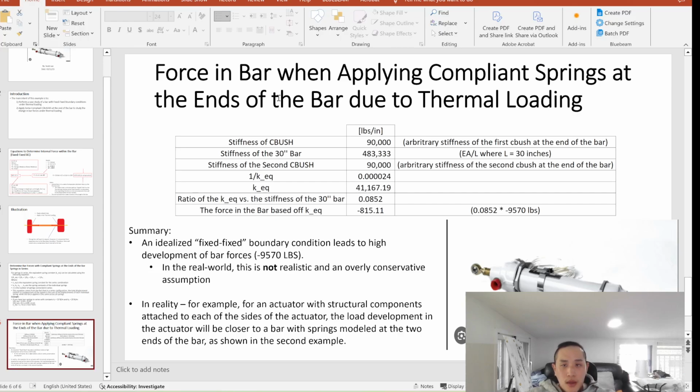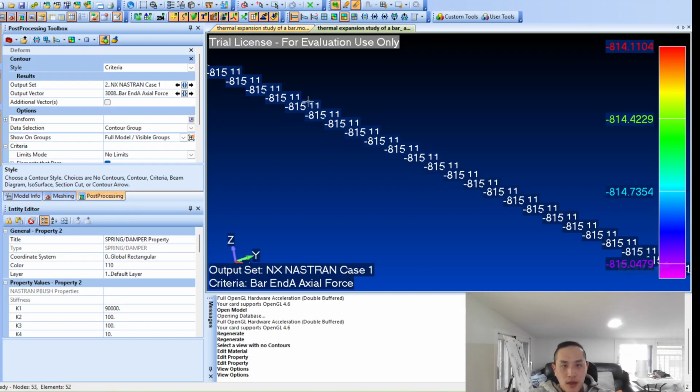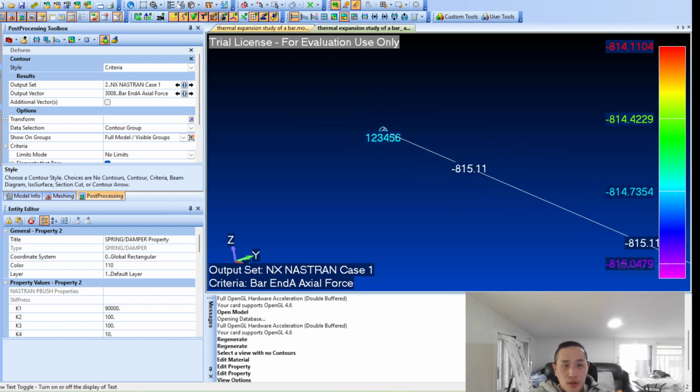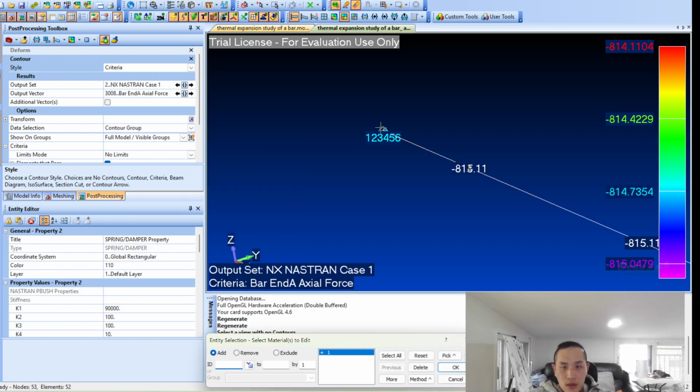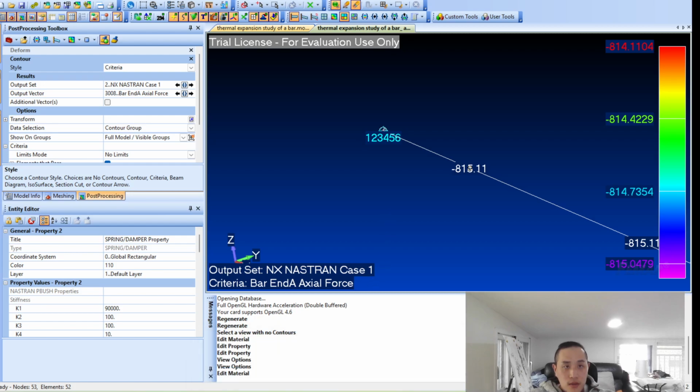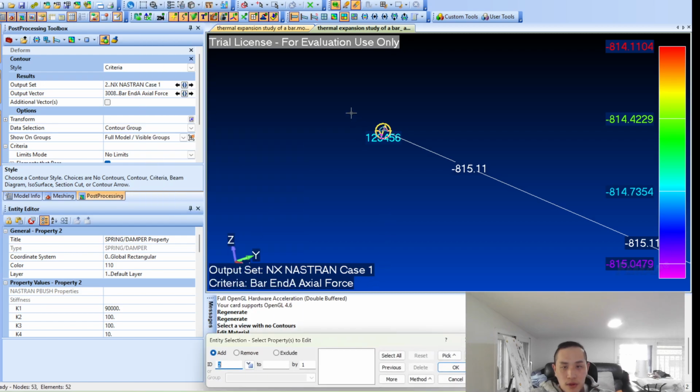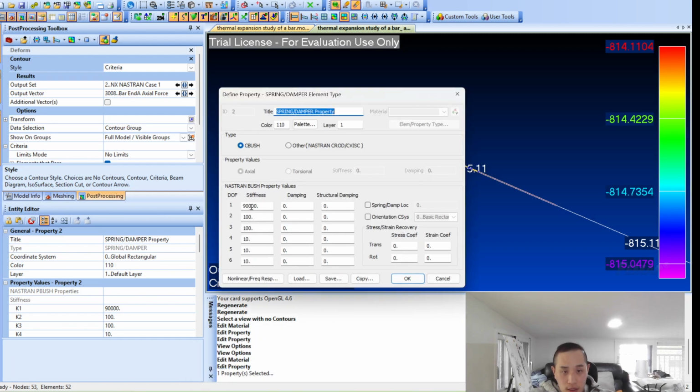Knowing those values, let's try to calculate it by hand and then see if that matches with what we see in the FEM. As I mentioned, the spring stiffness in the X direction is 90,000 pounds per inch. Let me show that one more time. Let's take a look at this spring here. Modify, edit, property. This guy here. And you can see here it's 90,000 pounds per inch in the X direction.